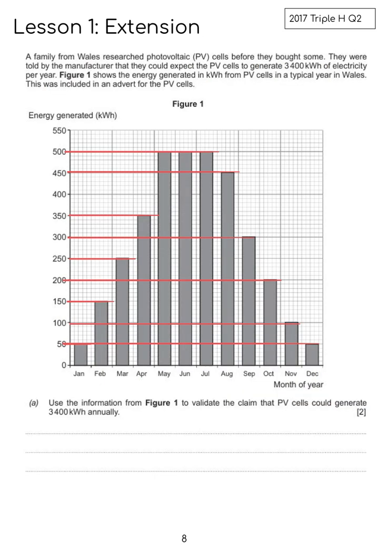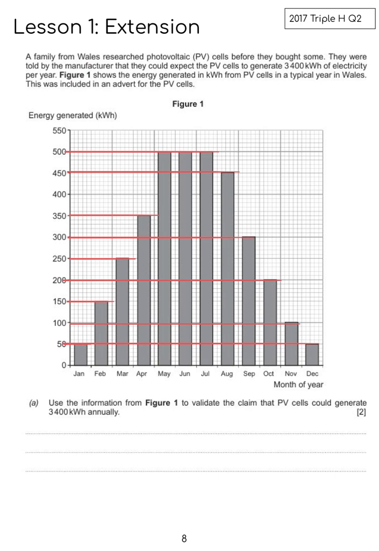And for our extension in lesson 1, we are looking at photovoltaic cells. That just means solar panels. And we're looking at the amount of energy generated in every month. Can we use this figure to validate the claim it should generate 3,400 kilowatt hours annually? So it's worth 2 marks, but it's actually an easy 2 marks. You're just going to add up all these numbers.